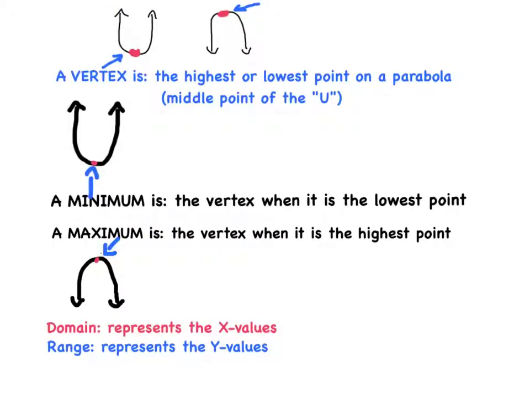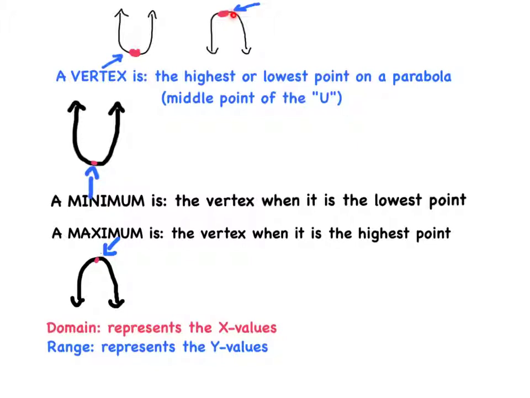Now the vertex is either the highest point or the lowest point on a parabola. It's basically the middle point of your U shape. So you can notice right here our parabola's vertex for this one is in the center of the U, and this would be the lowest point. And notice on the other version, when I have the sad face, my vertex here is at the highest point.